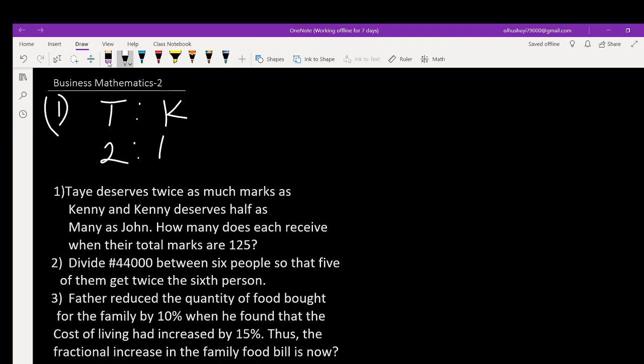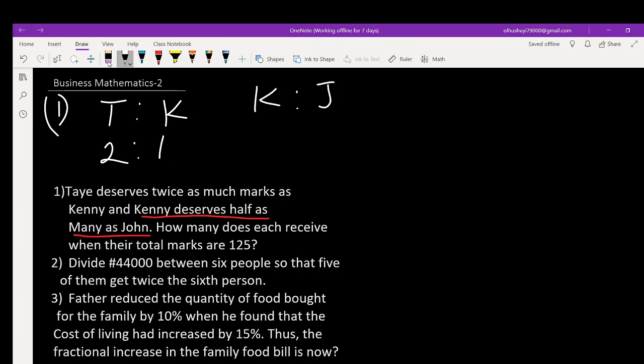Then it continues. As much as Kenny, and Kenny deserves half as many as John. So K to J, Kenny to John. Look at the statement. It's different from the first statement. Kenny deserves half as many as John, which means whatever John gets, Kenny will get half of it.